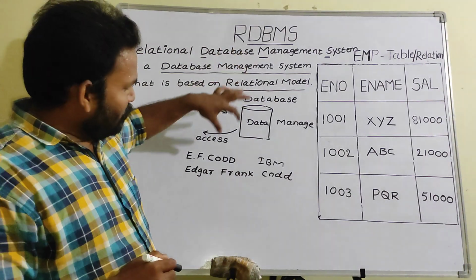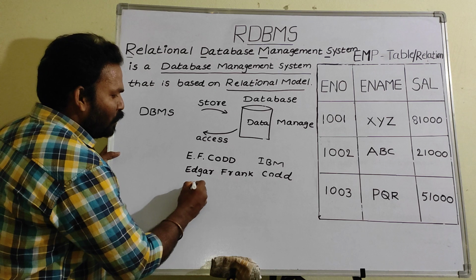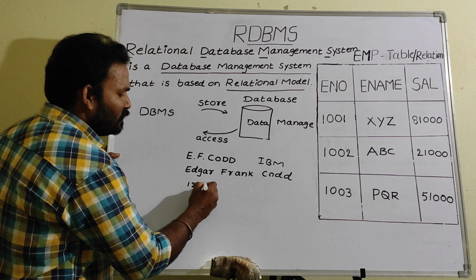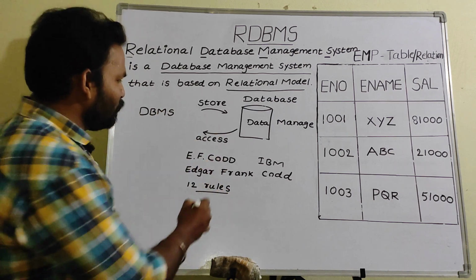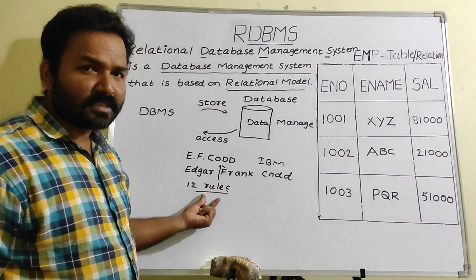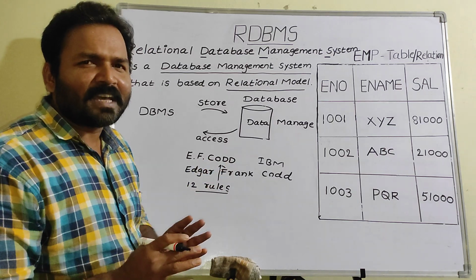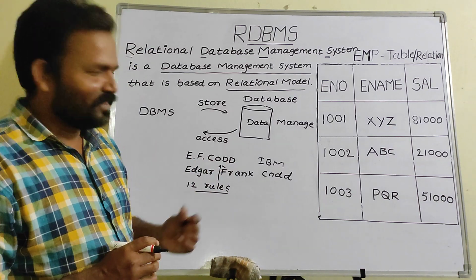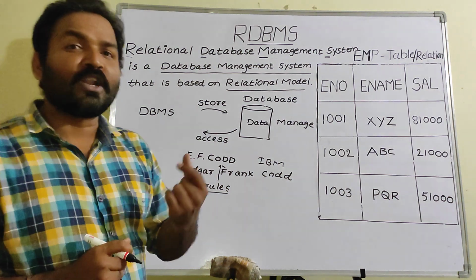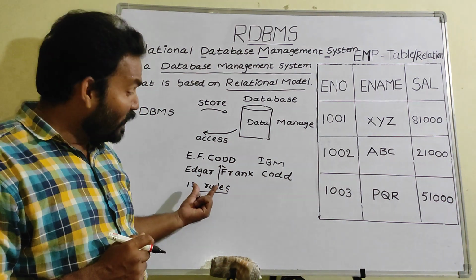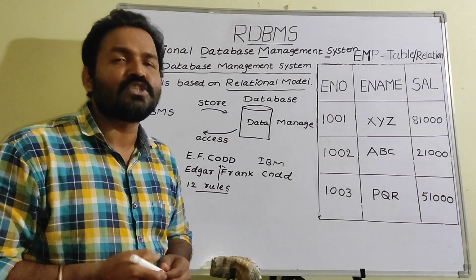The relational data model was introduced by E.F. Codd. Here 12 Codd rules, 12 rules are introduced by E.F. Codd so that all the relational databases should follow. Okay, Codd introduced how many rules? 12 rules. These rules are called Codd rules.